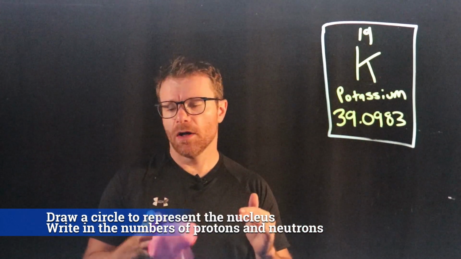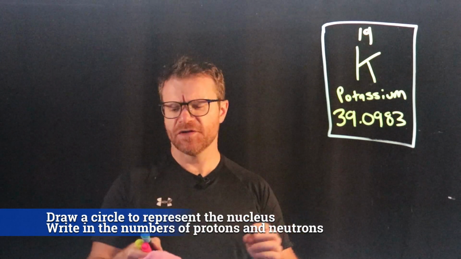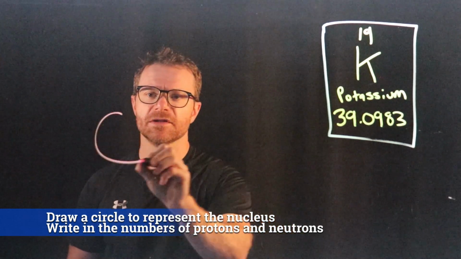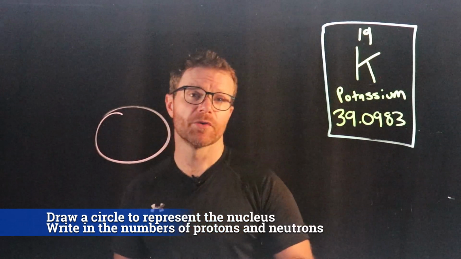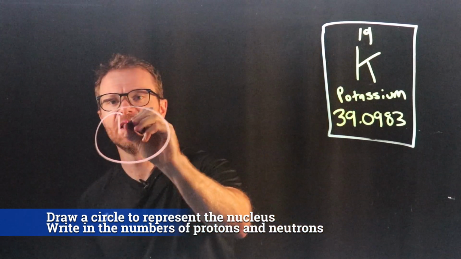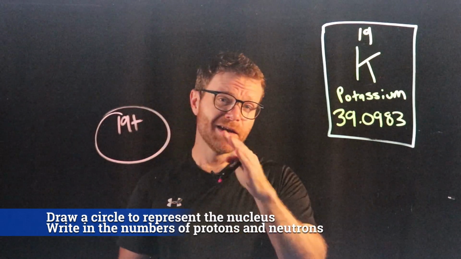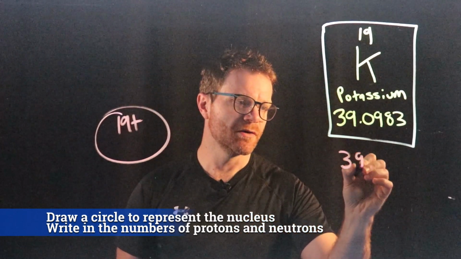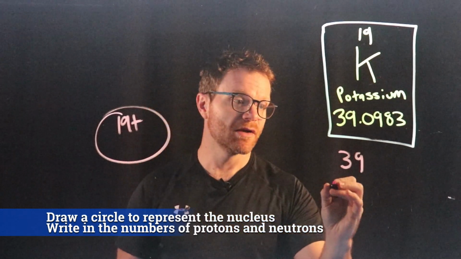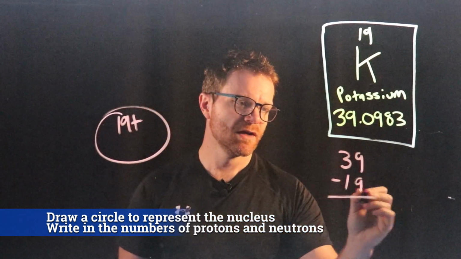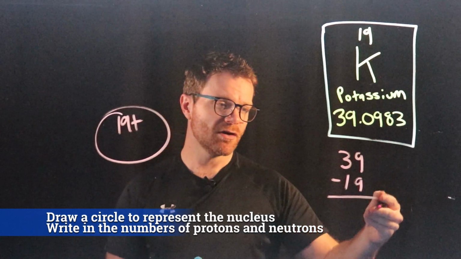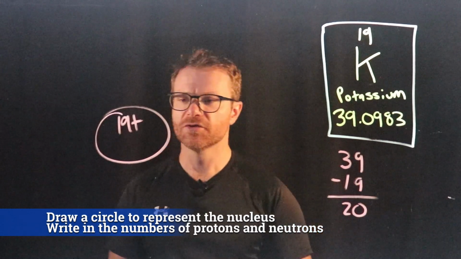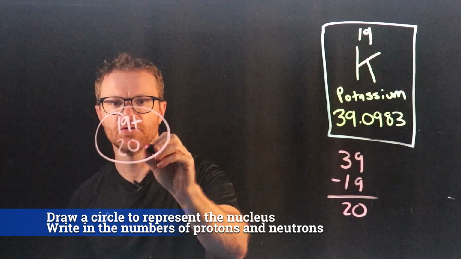Okay, so when we're drawing our Bohr model, I always suggest start with the nucleus, start right in the middle of the atom. So let's draw ourselves a nucleus. And in that nucleus, we're going to put our protons. The atomic number is 19, so it has 19 protons. To get the number of neutrons, we take the atomic mass, round it to the nearest whole number, that's 39. We subtract the atomic number, the number of protons. If there are 39 protons and neutrons, and 19 of those are protons, that means 20 of them are neutrons. So we have 20 neutrons.